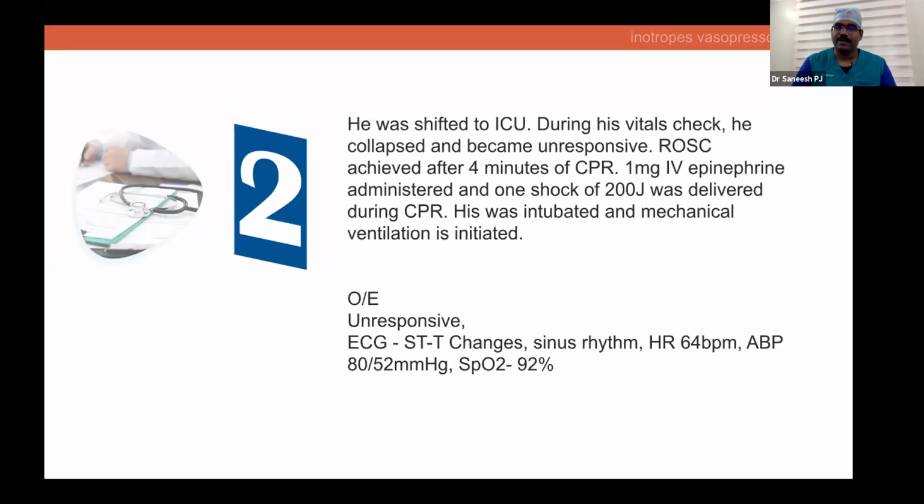He was intubated and mechanical ventilation was initiated. Right now, neurologically, he is unresponsive. ECG shows ST-T changes with sinus rhythm, and heart rate is around 60s, 64 beats per minute. Arterial line is secured. Arterial BP shows around 80 by 50 millimeters of mercury with a saturation of 92%.